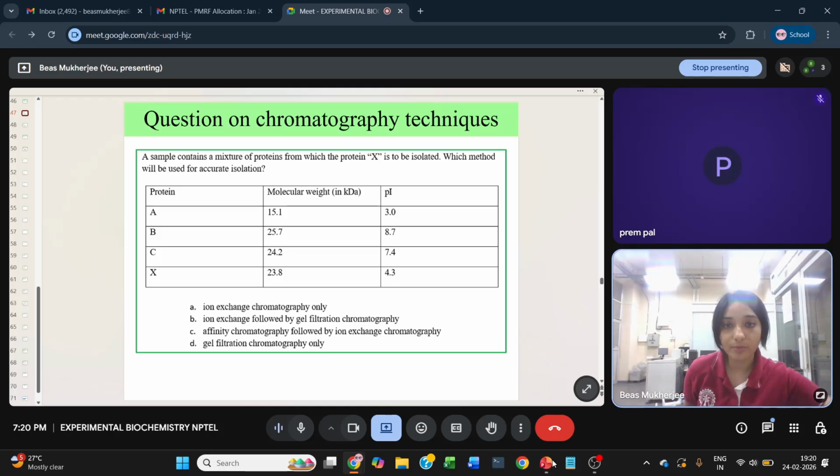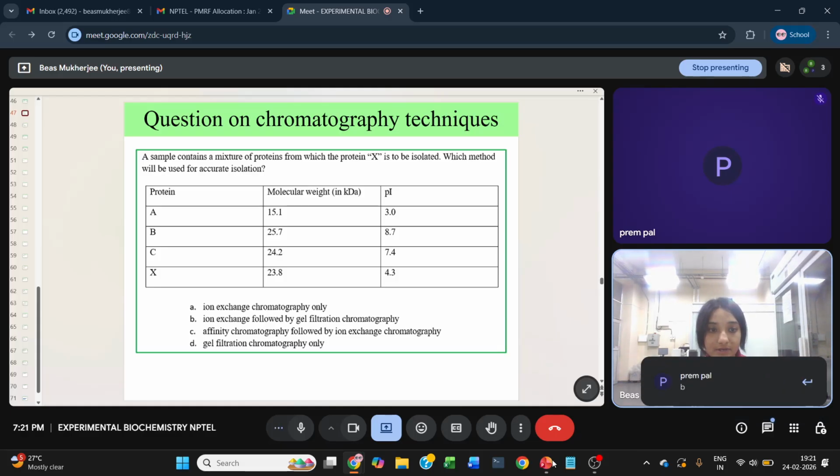And for ion exchange chromatography, what would be the pH? Okay, so if the pH is very different, then you can separate out three of them. So this is how you can do it. And then affinity chromatography followed by ion exchange chromatography. Then we have gel filtration chromatography only. So which of these would be the best method to separate? B. Okay, let's see.